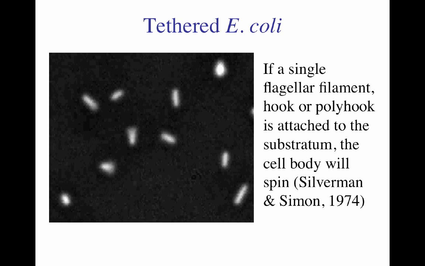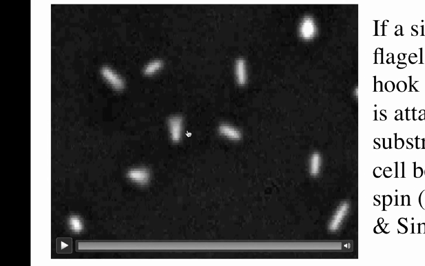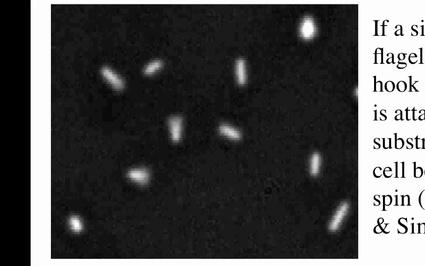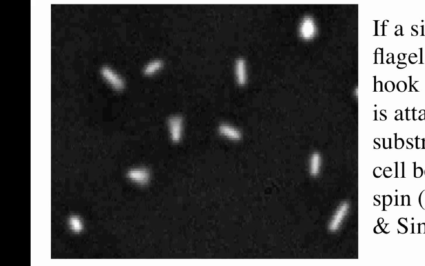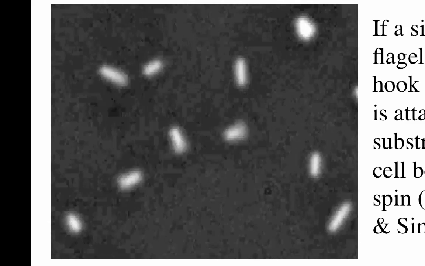So what we have here are flagella, where a single flagellar filament has been attached to the substratum, and this is from the Silverman and Simon paper. And what you have here are fluorescent microscopy pictures of the bacteria. As you notice, they're very pixelated. But what I want you to look out for is the way in which the cell body of the bacteria moves. So here I'm going to start the movie for you. I want you to observe how the microorganisms are moving. There we go.